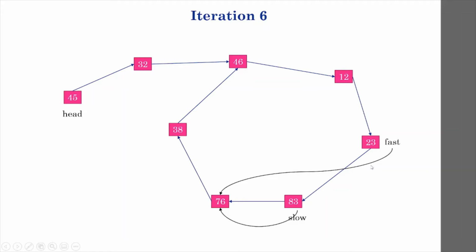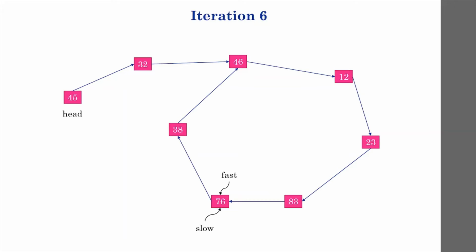Again, fast is incremented by two values for iteration 6 and slow is incremented by one value. So now fast is pointing to 76 and slow is pointing to 76. We can see that fast and slow are both pointing to 76, so their addresses are the same and fast is equal to slow. Also, the next of fast is not equal to null because it is equal to 38. So we can see that the cycle exists.